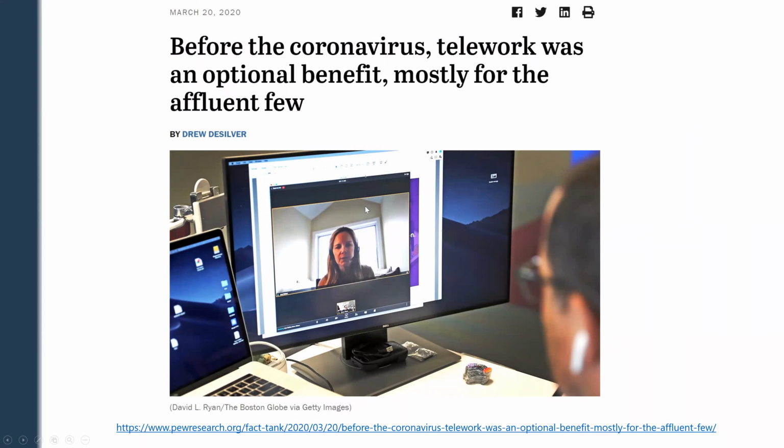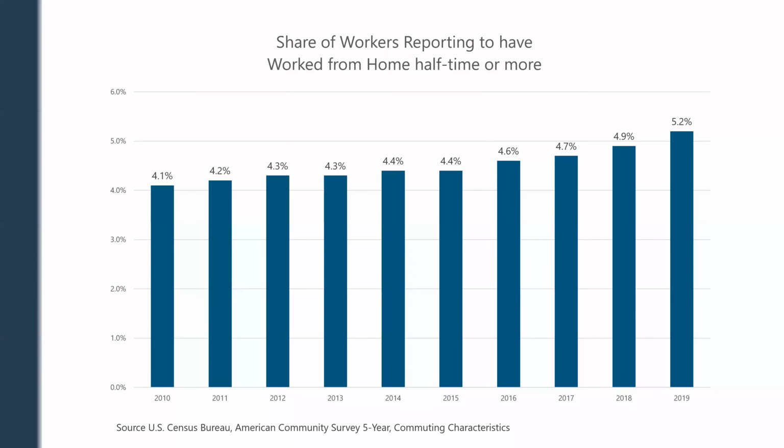So they're saying in the articles, before coronavirus, telework was an optional benefit, mostly for the affluent few. The article and the source are pretty good on this, but I pulled some charts specifically from the sources that they were talking about. So we'll take a look at them. This first one is just touching on what percent of workers work from home prior to the pandemic. It's using data from the American Community Survey.